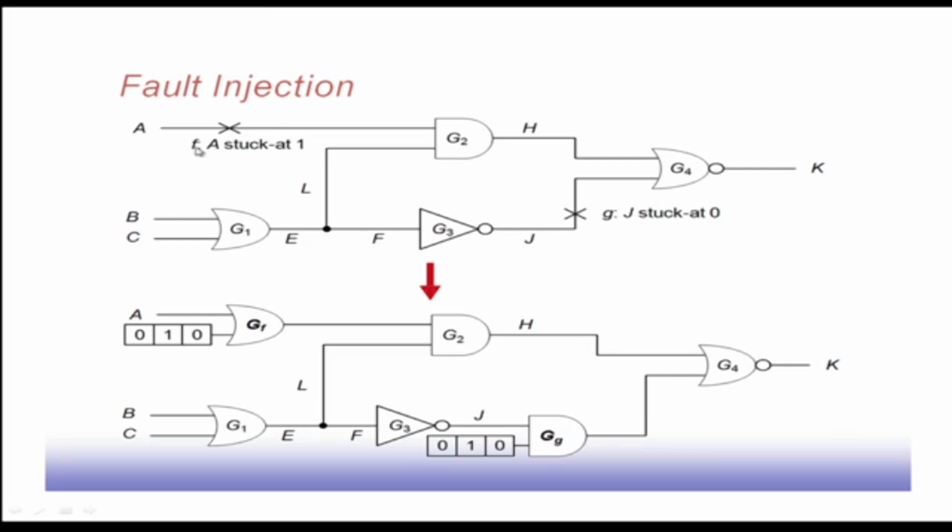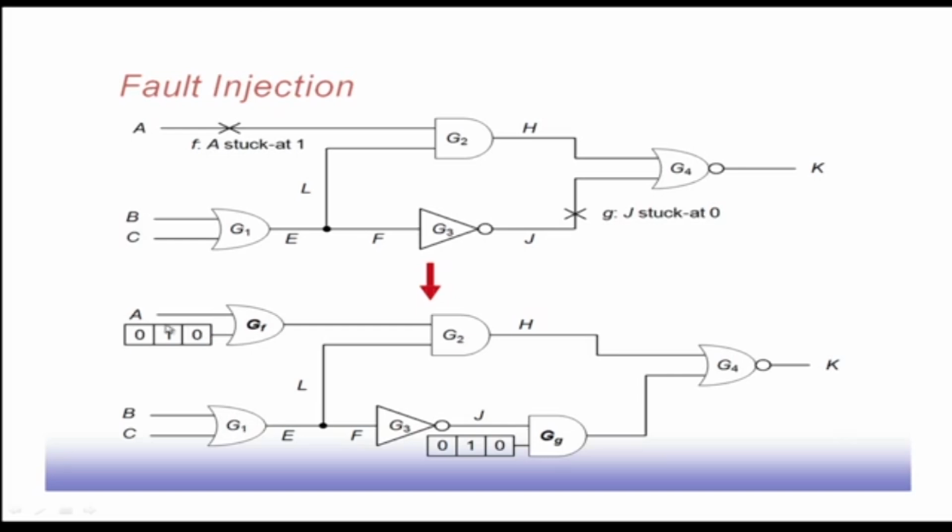So, that is there, and the other fault is G, which is J stuck at 0. If J is stuck at 0, what is the value of this line A? So, what we do, for this particular fault we replace it by an OR gate, where one input is A and the other input is 0 for the good circuit, 1 for the fault A stuck at 1, and 0 for the G stuck at 0 fault.